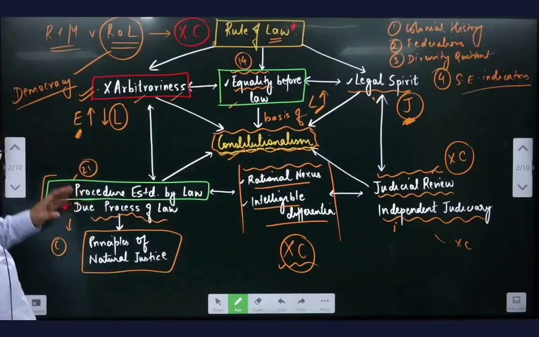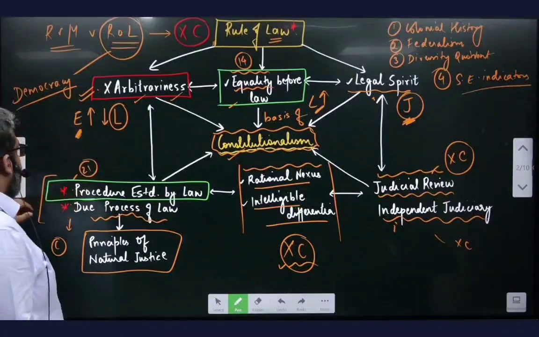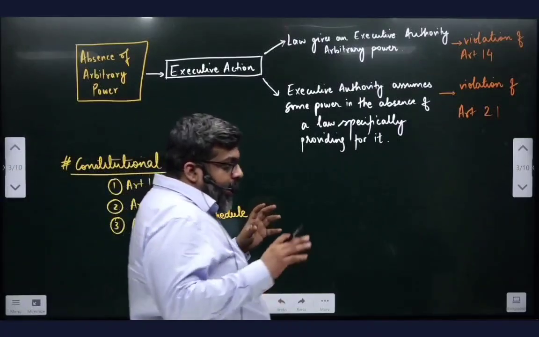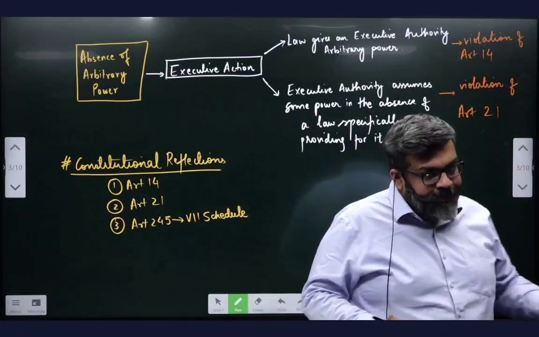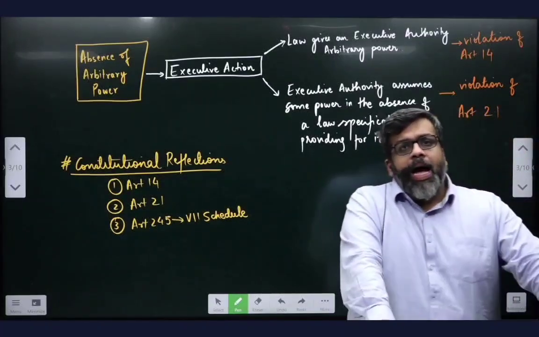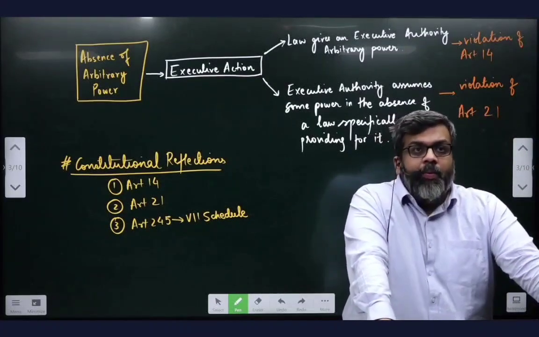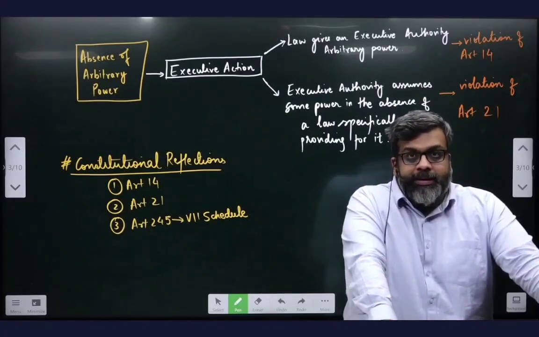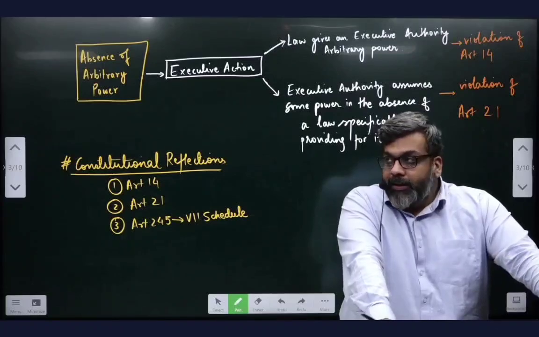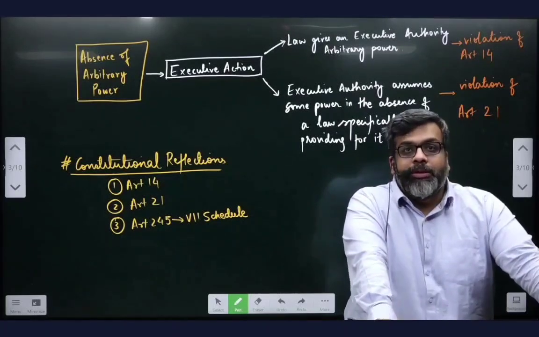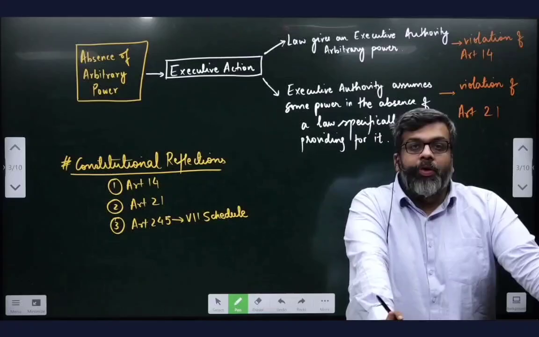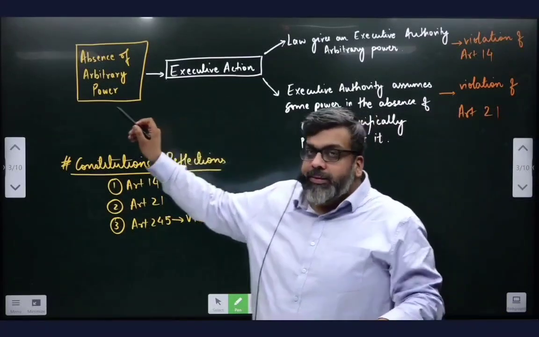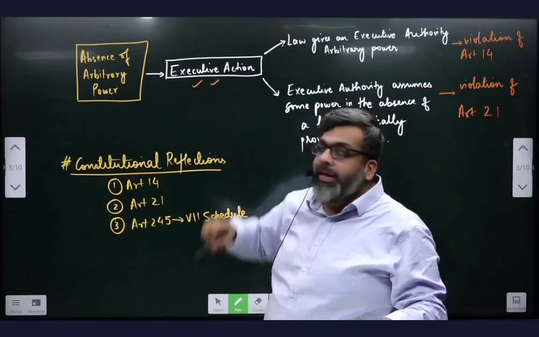Now with this, we start with the first pillar of rule of law, which is arbitrariness. Let's understand arbitrariness. As you were discussing before, arbitrariness is simply when you are applying your mind or not, simply doing so. There is nothing that tells you to do this. You are doing this on your own accord. So therefore, arbitrariness is largely related to executive action.